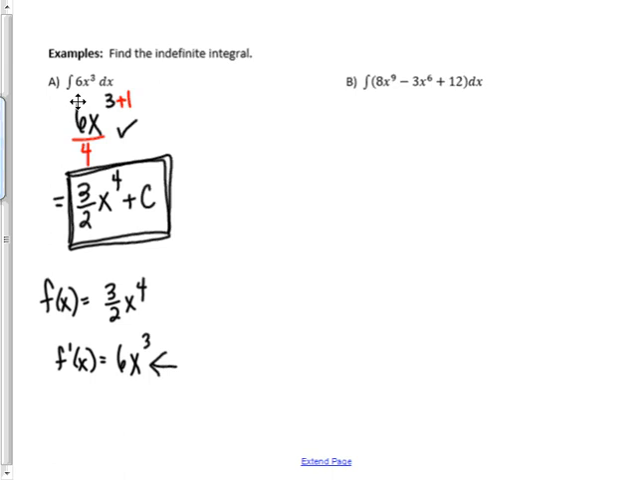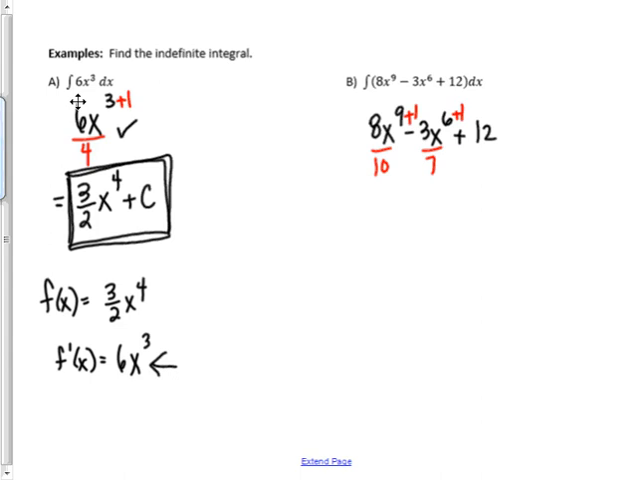All right, let's integrate this one. I've got the integral of 8x to the 9th minus 3x to the 6th plus 12. Again, I'm going to come underneath and give myself some room. So, power rule: add 1 to the exponent, divide by the new power.